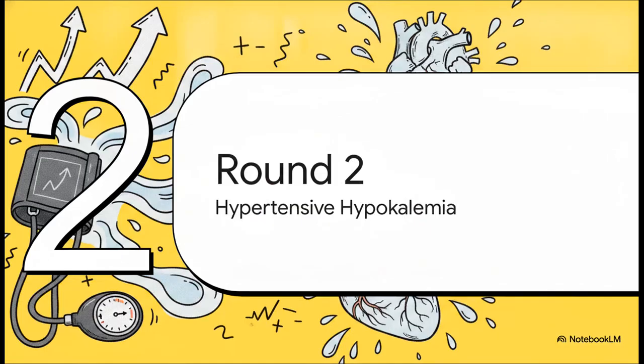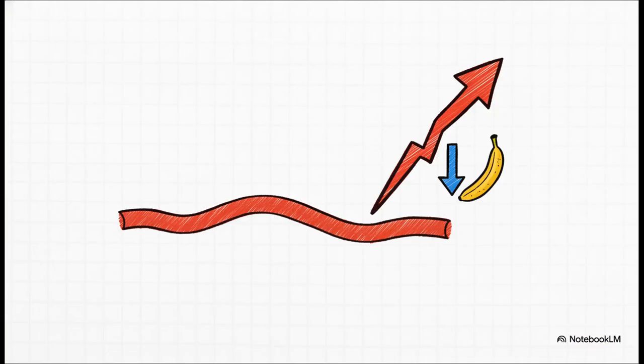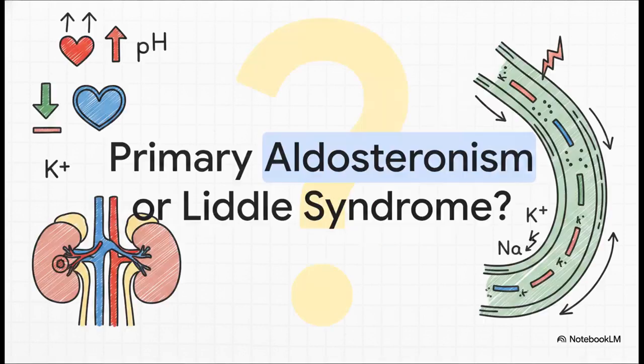So you get the exact same blood labs, but totally different calcium clearance. Moving right along, let's dive into round 2, the hypertensive hypokalemia trap. Here is your next vignette. A young patient gets referred to your clinic. They have severe hypertension that is just not responding to standard medications. Their labs show the exact same potassium and acid-base arrangements as round 1, hypokalemia and metabolic alkalosis. But this time, their blood vessels are clamped down tight.